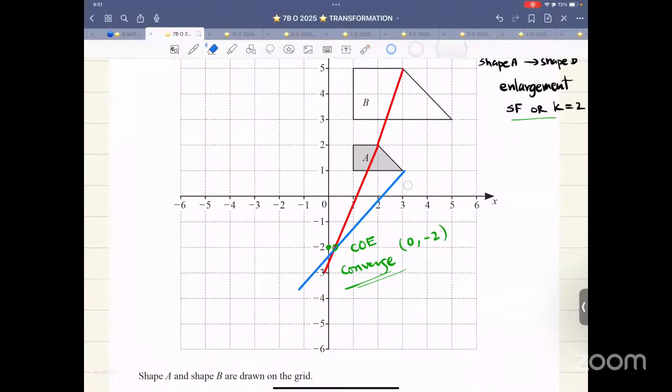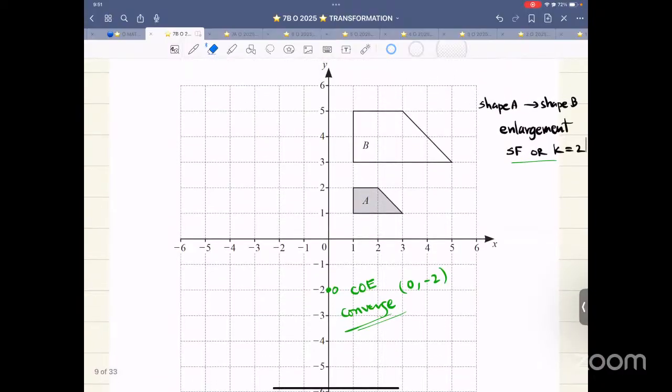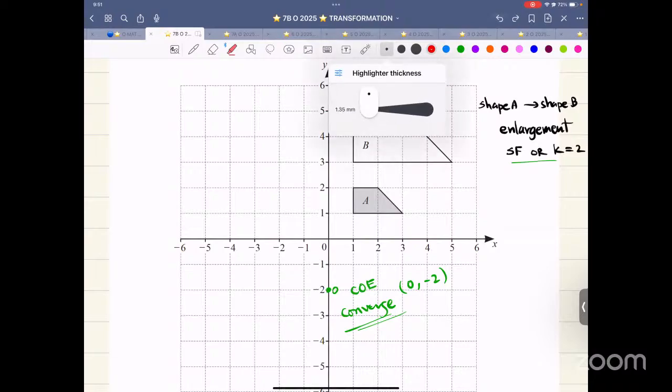So let me do it for you. It was not done properly, so let me just join the lines. So now over here, not this thick. And for calculation purposes, that's very, very thick.